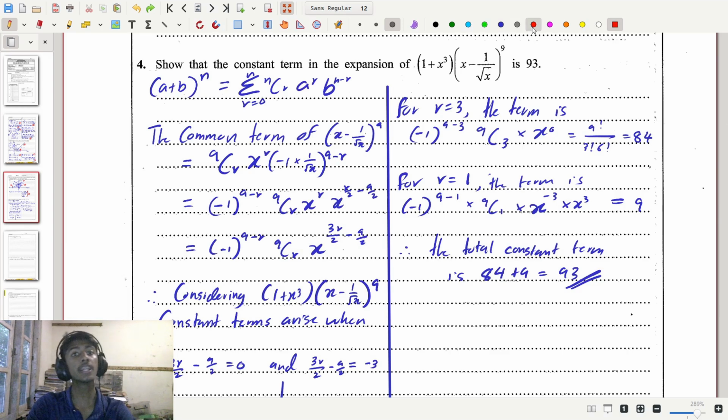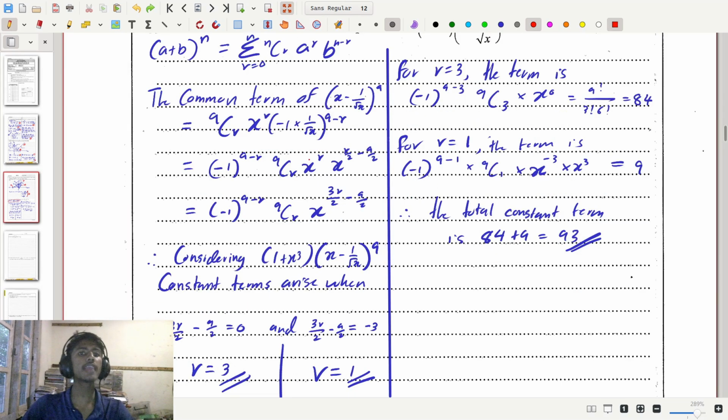Now finally, let's take a look at the marks awarded for this question. Writing down the binomial expression actually doesn't get you any marks, but when you either write down the substituted binomial expression or write down the common term in the binomial expansion of x minus 1 over root x raised to the power of 9, writing this gets you 5 marks.